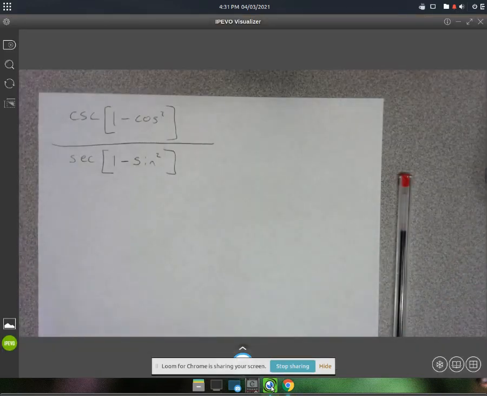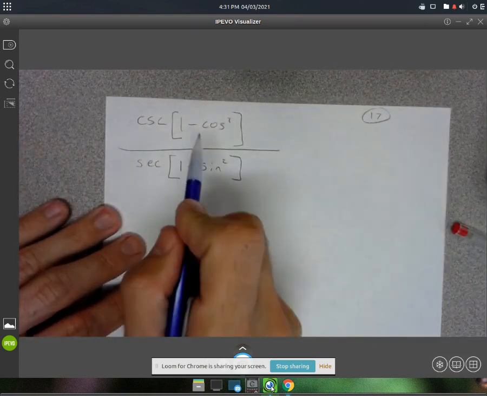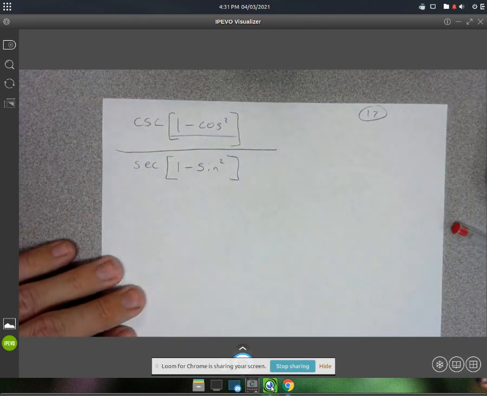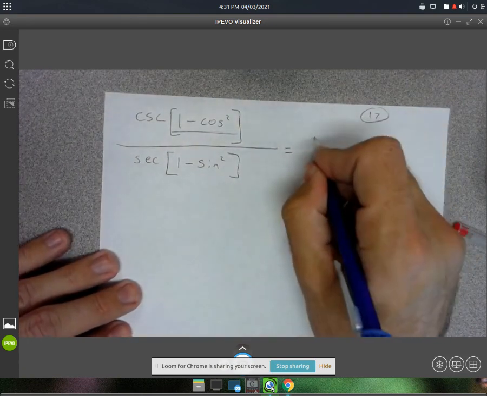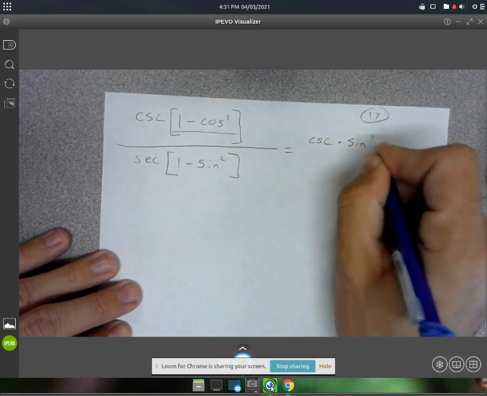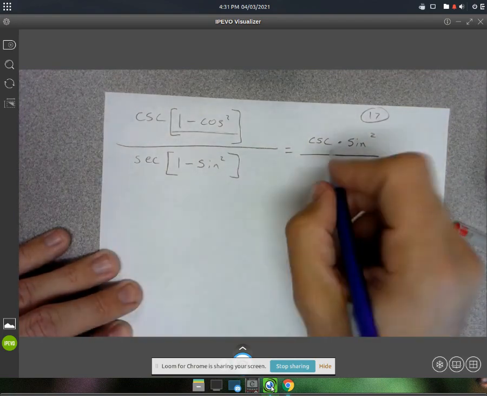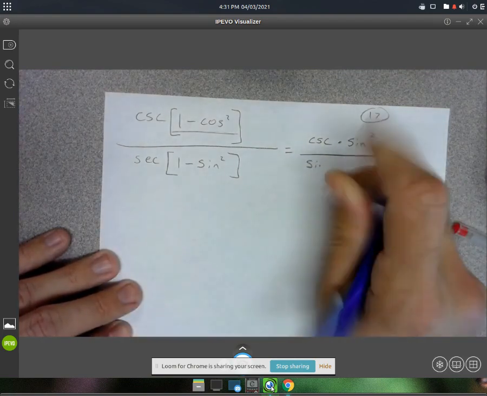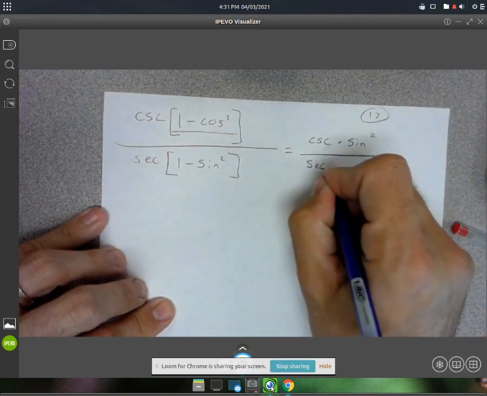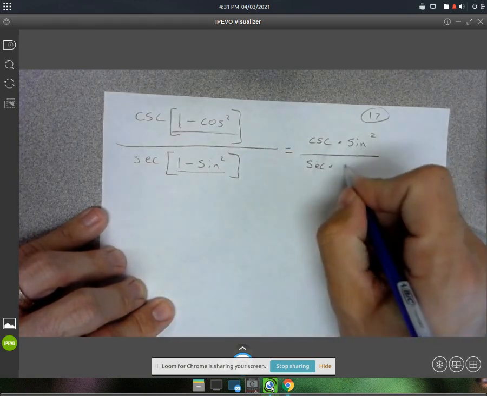All right, so here's what I did on number 17. To start, the 1 minus cosine squared, I went ahead and replaced with a full-on sine squared, okay? And then for 1 minus sine squared, oh, my bad. So this is secant times 1 minus sine squared. I could replace that with cosine squared.